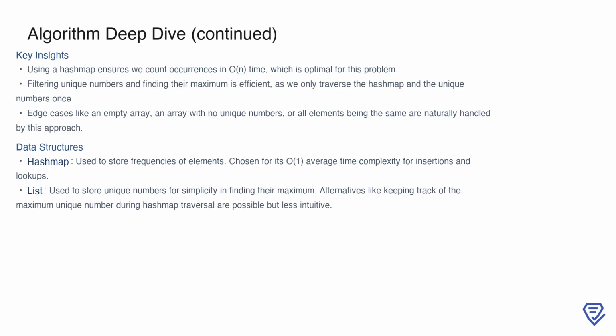We also use a simple list to store unique numbers, which keeps the implementation straightforward. While alternatives exist, like keeping track of the largest unique number during hash map traversal, using a list makes the logic easier to follow and debug.